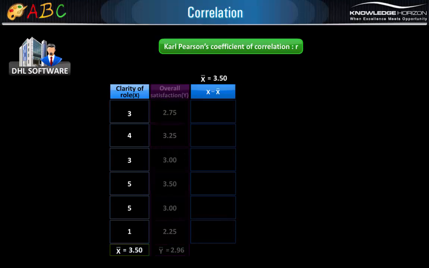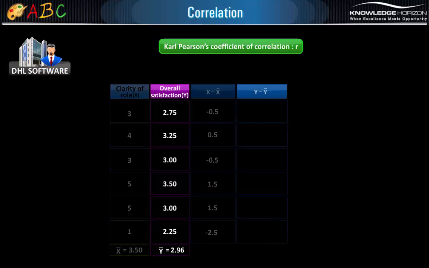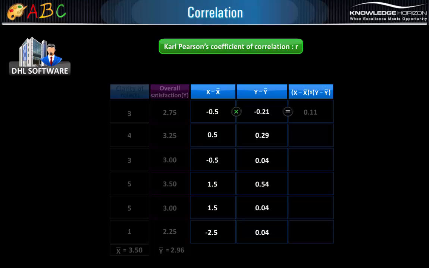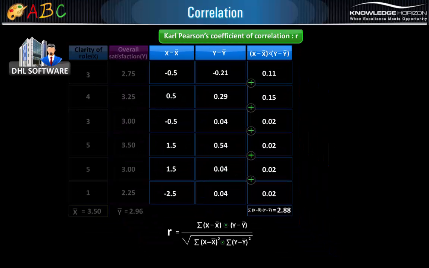The mean rating of clarity of role, X bar, is then subtracted from each rating for the clarity of role. Similarly, the mean rating for overall satisfaction, Y bar, is subtracted from each rating for overall satisfaction. Multiplying every X minus X bar with the respective Y minus Y bar, and adding it all up, we get the numerator value for calculating the correlation. In the formula of correlation, the sum of X minus X bar multiplied by Y minus Y bar is the numerator value.